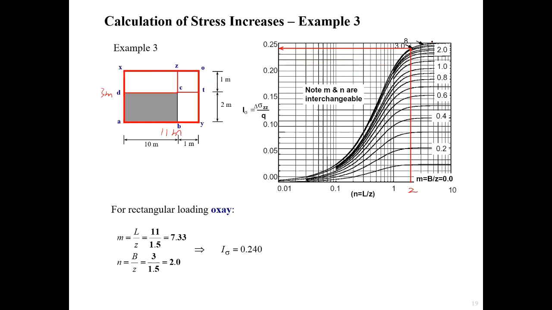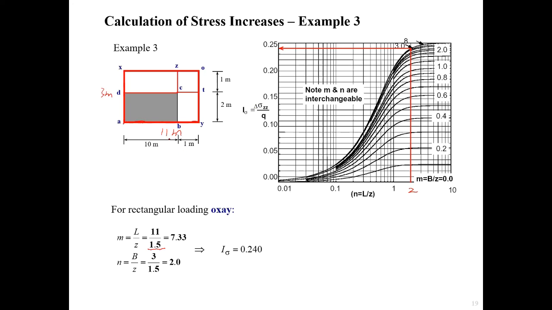Sorry, sir, how do we get Z as 1.5? It's provided in the question. So the loading is 1.5 meters below the ground, so that's given. And this 11 is the long side of this big rectangle. Here you see 10 and 1, that's already provided.